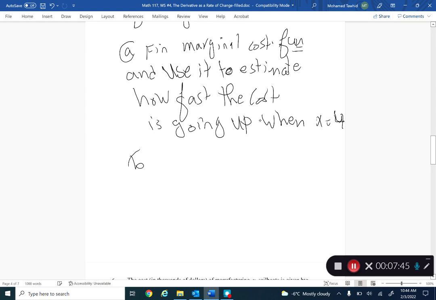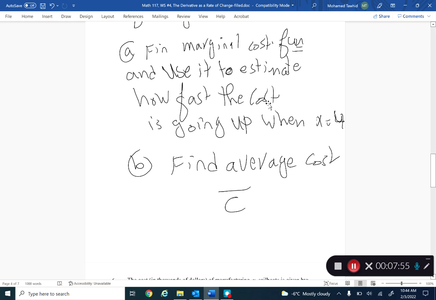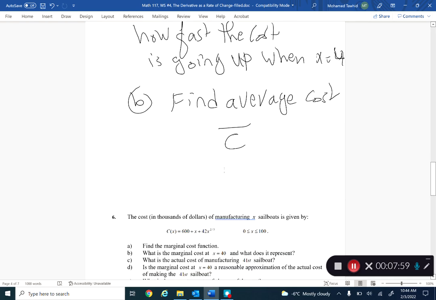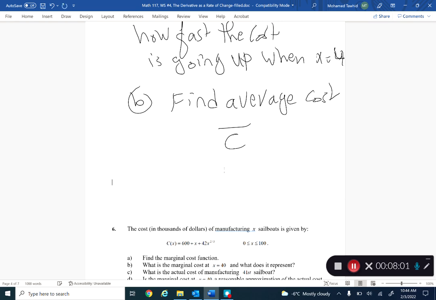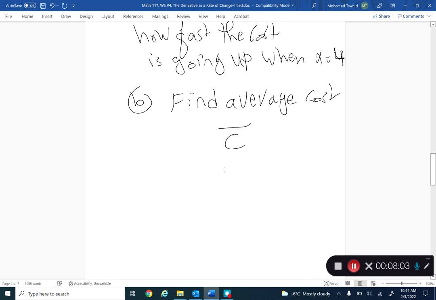So B here, I need to find the average cost, and the average cost we write C bar of x, all right? So let me do that one by one, and first let us find the marginal cost. As I told you, for these kinds of questions, if you look at chapter 11, use the definition of the derivative, limit h close to 0, f of a plus h minus f of a over h, and you have to do that numerically.